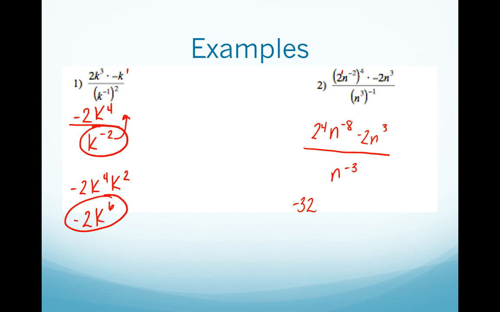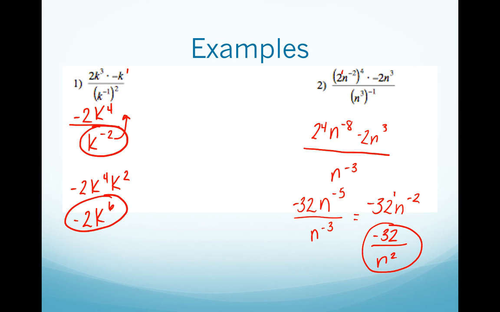I can add these exponents together, so that will be an n to the negative 5. And then I've got an n to the negative 3. And then I can subtract my exponents since I'm dividing. Negative 5 minus negative 3 is going to be negative 2. And then again, negative exponents move location. This is really to the positive 1 with that 32. So the negative 32 is going to stay in the numerator, and then the n to the negative 2 moves to the denominator to become positive.